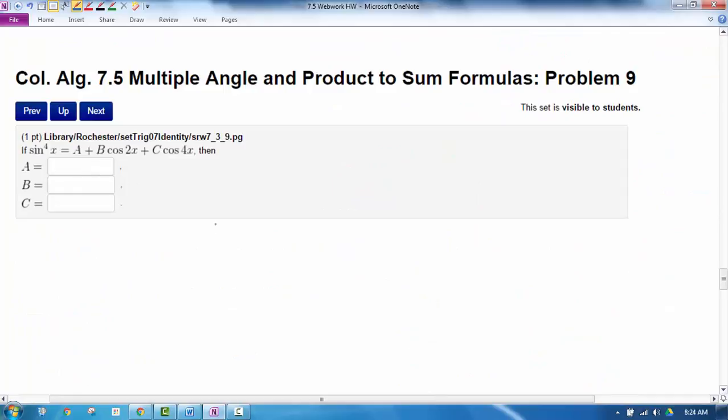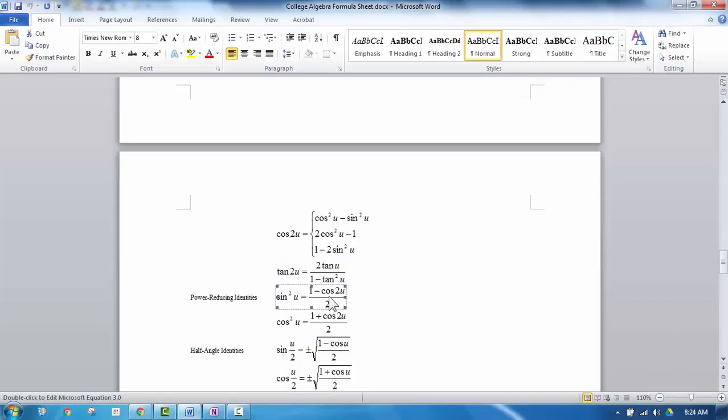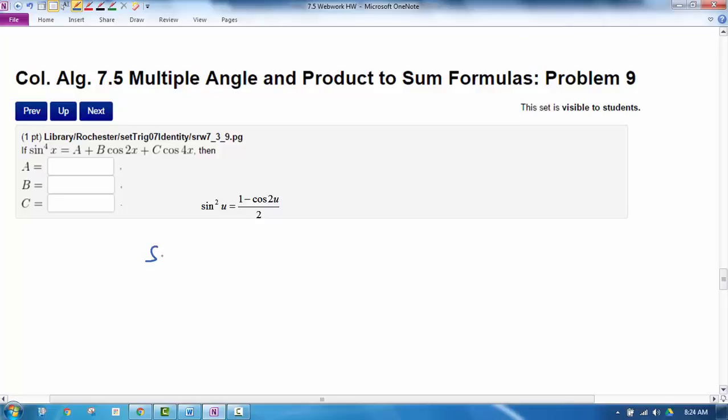All right, the next problem gives us sine to the 4th of x, and it wants us to use power reducing formulas to get this. So I'm going to be using this formula right here. So I'm going to rewrite sine to the 4th as sine squared of x times sine squared of x, and then use this formula right here, which would give me 1 minus cosine of 2x over 2 times 1 minus cosine of 2x over 2.